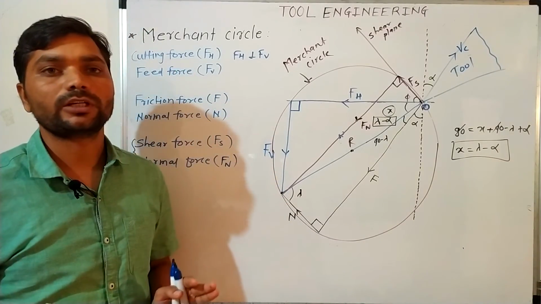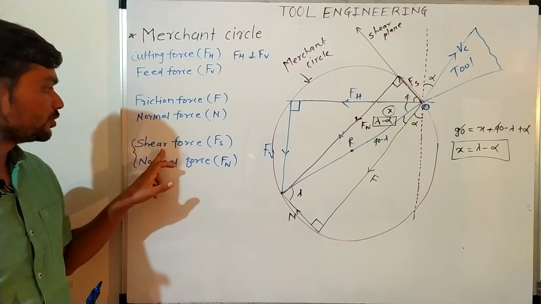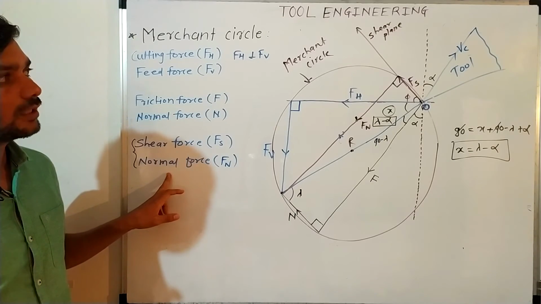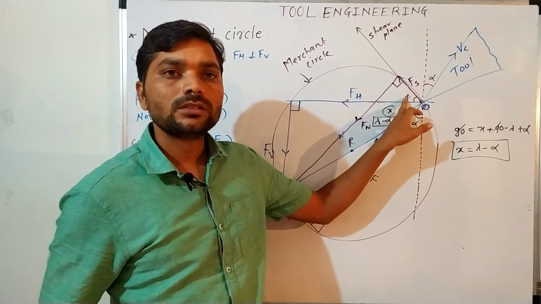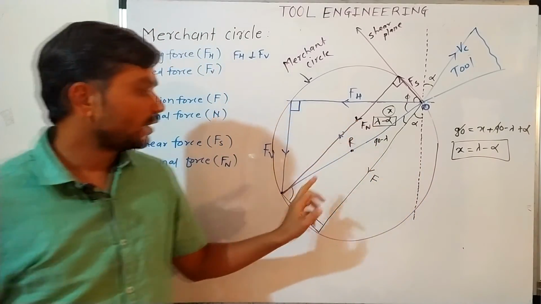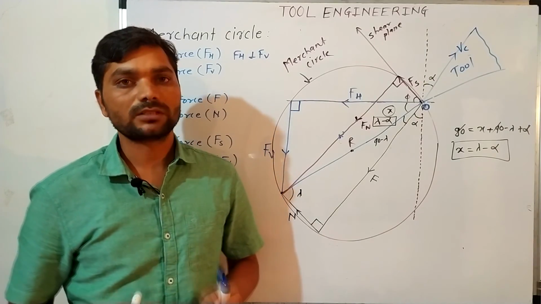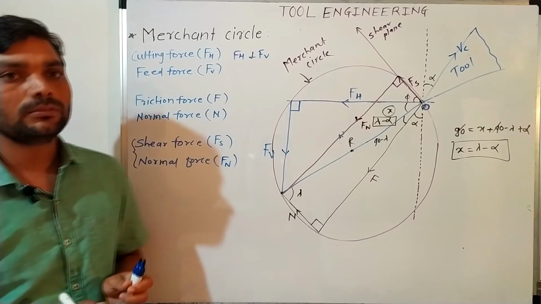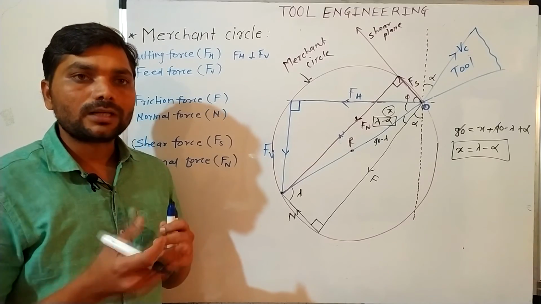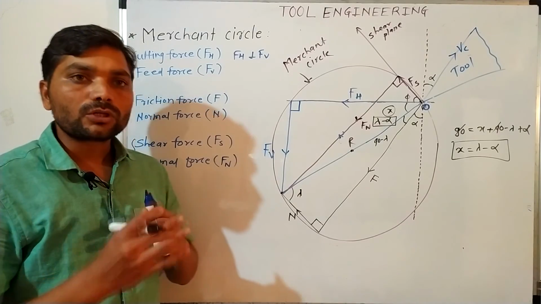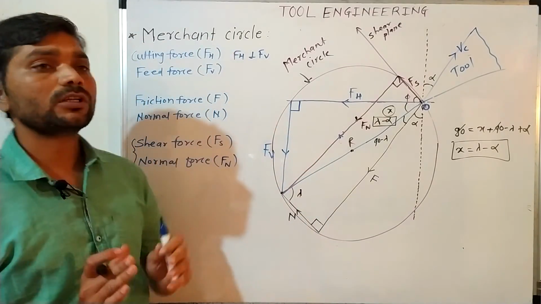So here we can say that by using this Merchant circle we know the relationship between the various forces and the corresponding angles. What are the various forces? Cutting force, feed force, friction force, normal force, shear force, and again normal force. And what are the angles? First is the tool rake angle, second is the shear angle, and third is our angle of friction, that is lambda. What are the advantages of using this Merchant circle diagram? By using it, tool life gets increased, and productivity also gets increased during the machining process. So this is what we wanted to say about the Merchant circle.